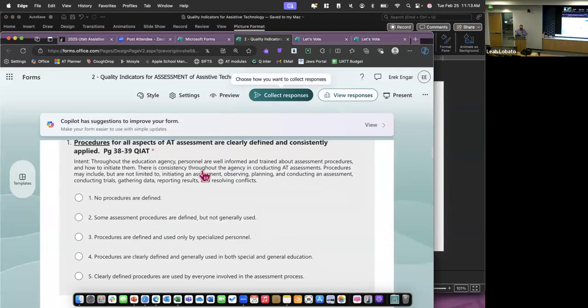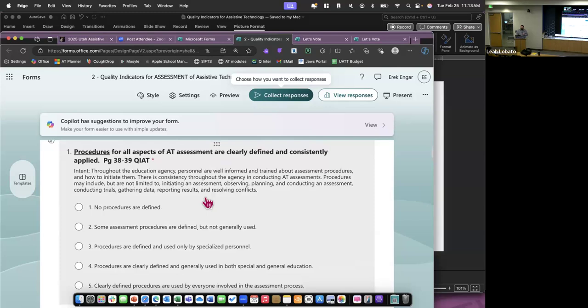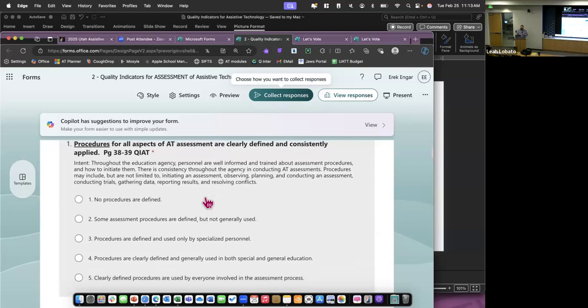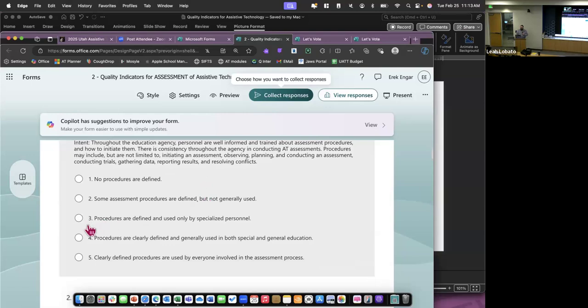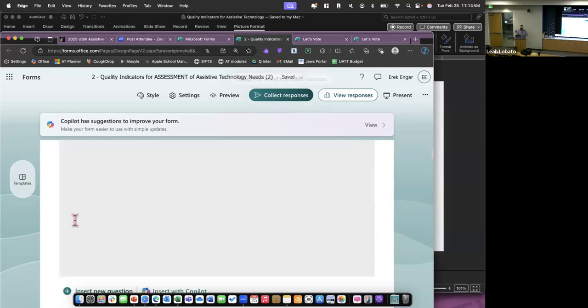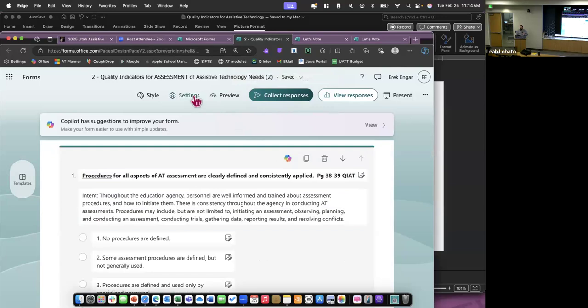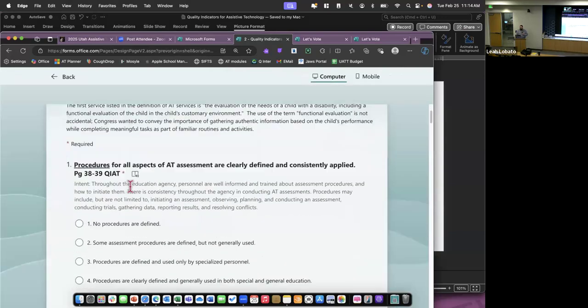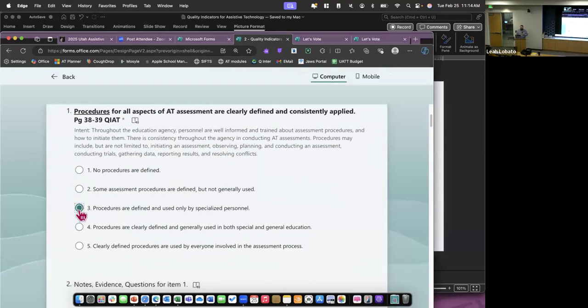So procedures for all aspects of all AT assessments are clearly defined and consistently applied. I will tell you right now, in my district, we're at a 3. And I'm just going to tell you honestly why. So our procedures are defined, but only certain people really use them.